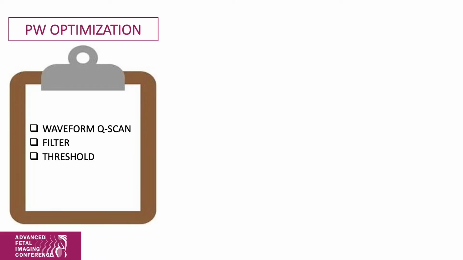Moving right along to pulsed wave optimization, including Qscan, filter, and threshold. Again, Qscan can be applied to both 2D and pulsed wave. As soon as you hit update to acquire your pulsed wave sample, the very next button you should hit is Qscan. This will autocorrect your baseline and scale for you. Sometimes it will seem like it's not working, but just give it a second. The machine is thinking, and I promise you it will optimize your pulsed wave for you.